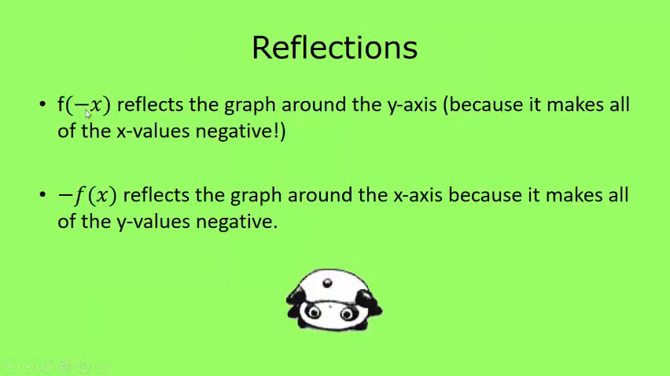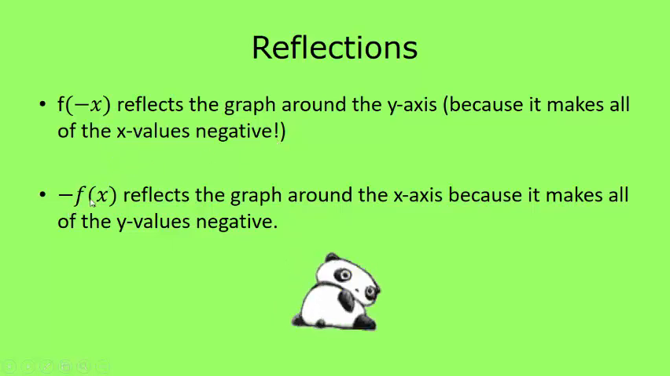Reflections are maybe opposite of what you would expect. If you make the x values negative, then you're going to rotate the graph around the y-axis. And think about the reason is because you're flipping the x values around that y-axis by making them negative.